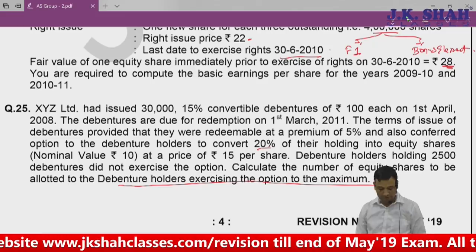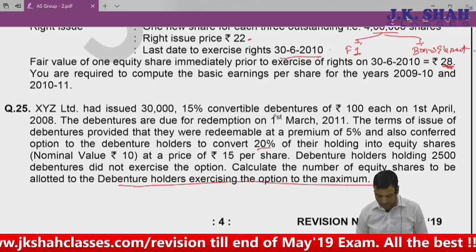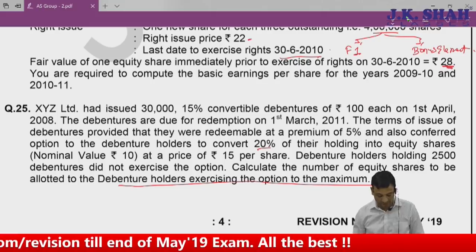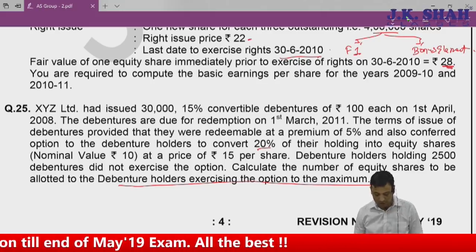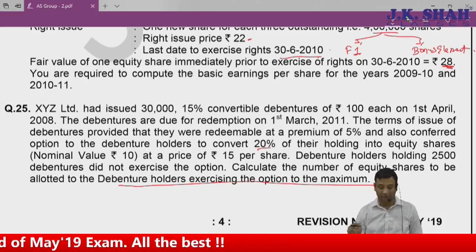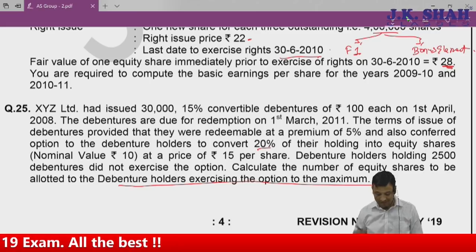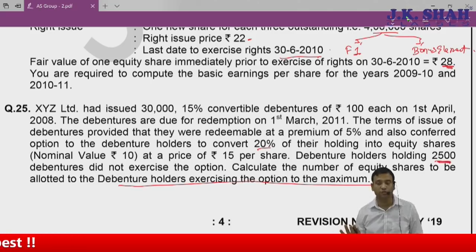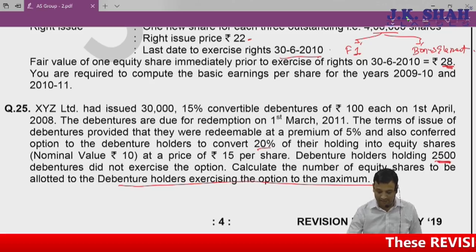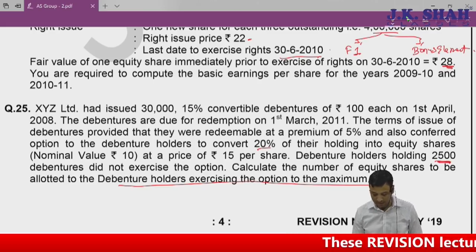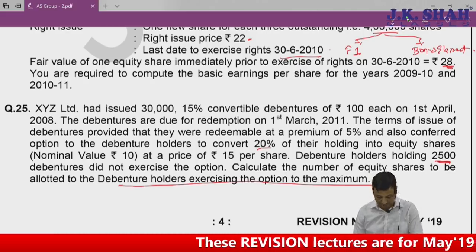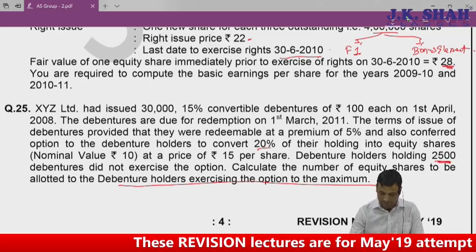Very much simple for you. You have issued 30,000 debentures. If you have issued 30,000 debentures, they are due on redemption at a premium of 5%. It means 30,000 into 105, and 20% of them have an option to convert. So 20% people are having an option. So 30,000 into 105, uska 20%. 2,500 people didn't exercise the option only. So can I say what I will be having is 30,000 minus 2,500, 27,500 into 105. These are the people, uska 20% they can convert. So the amount which can be converted is 577,500 divided by the value per share 15. So 38,500.